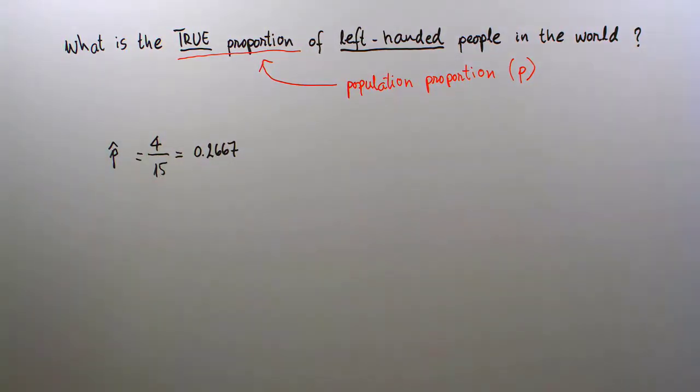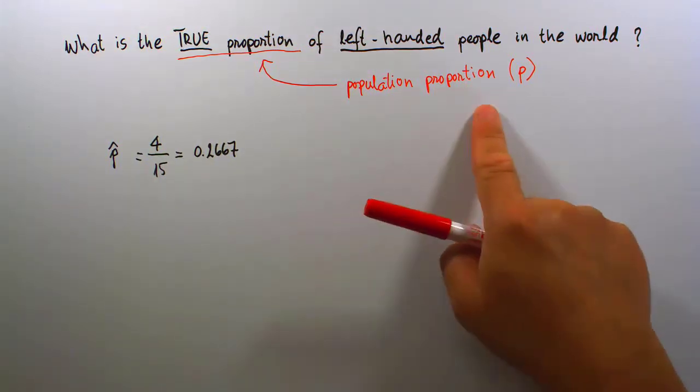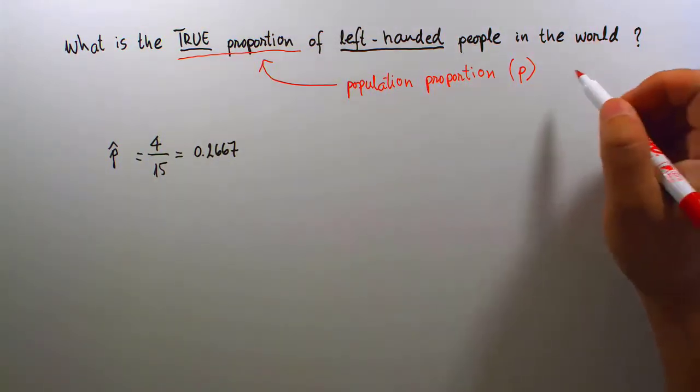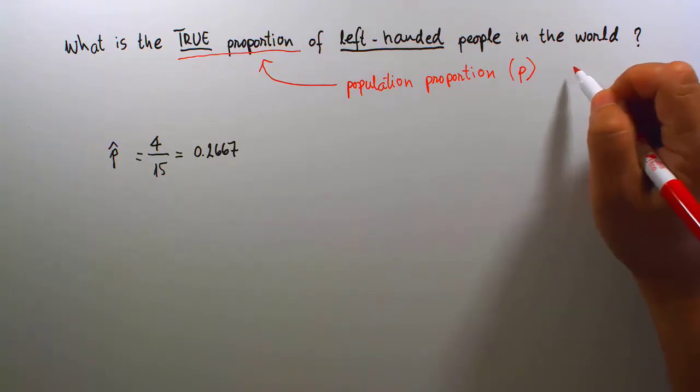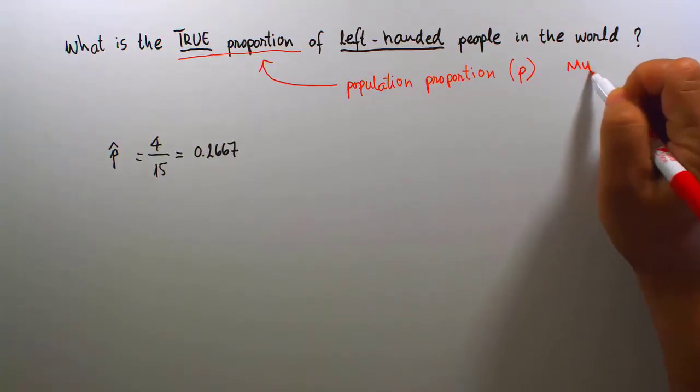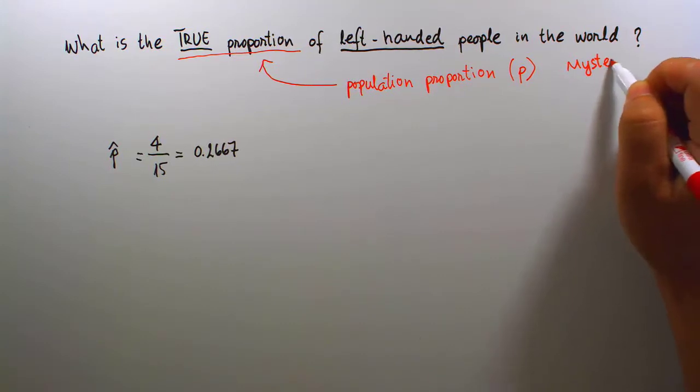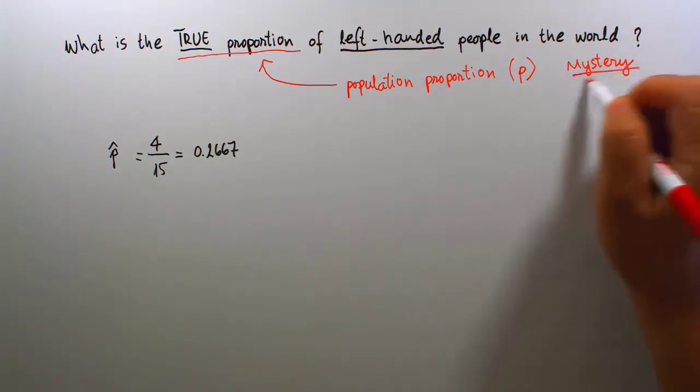At this point, after so much argument and explanation so far, we still have not found the answer to this population proportion. In other words, it remains a mystery. The answer to this question remains a mystery.